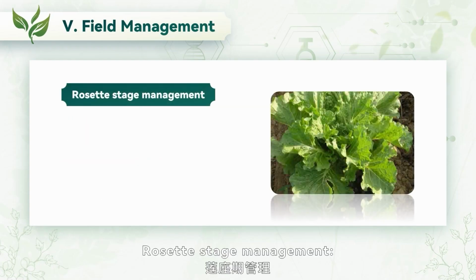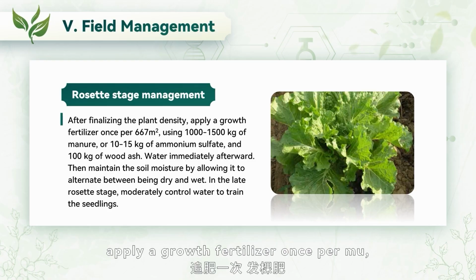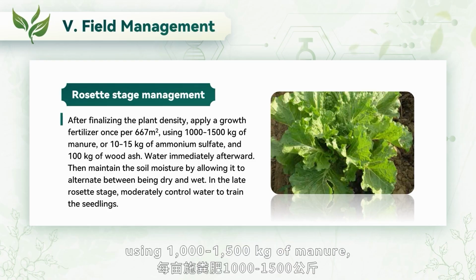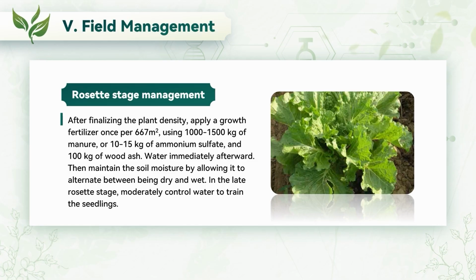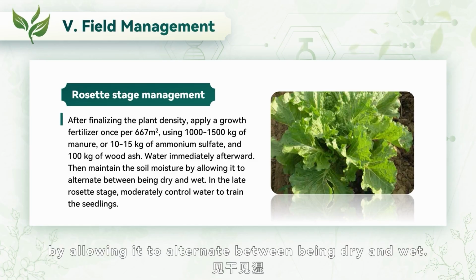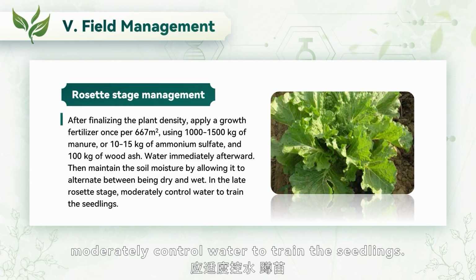Rosette stage management. After finalizing the plant density, apply a growth fertilizer once per moo, using 1,000 to 1,500 kilograms of manure, or 10 to 15 kilograms of ammonium sulfate, and 100 kilograms of wood ash. Water immediately afterward, then maintain the soil moisture by allowing it to alternate between being dry and wet. In the late rosette stage, moderately control water to train the seedlings.